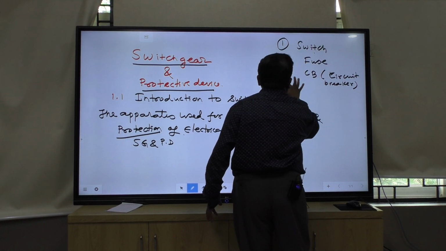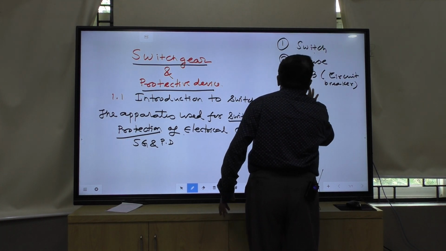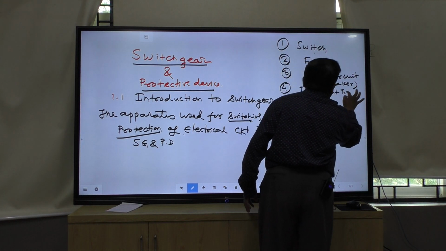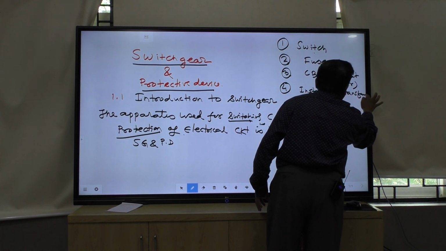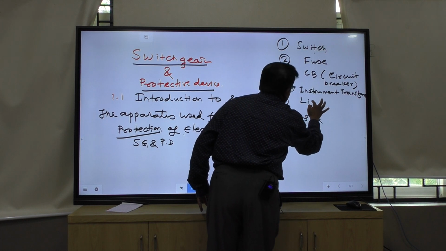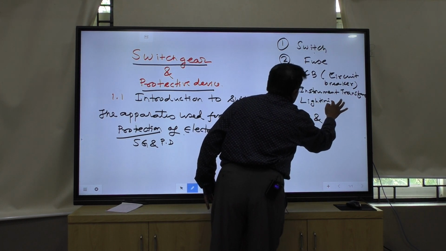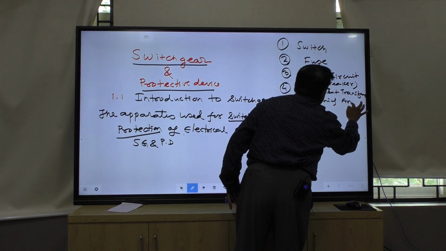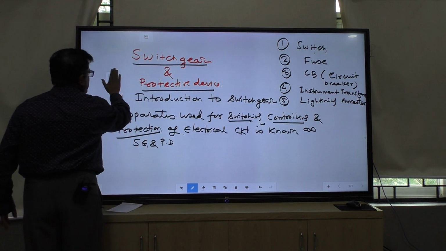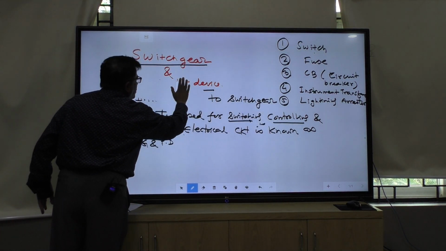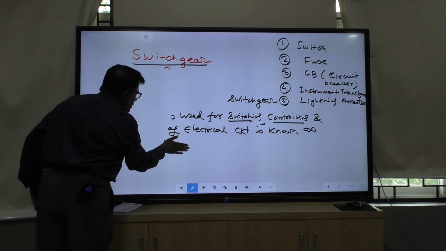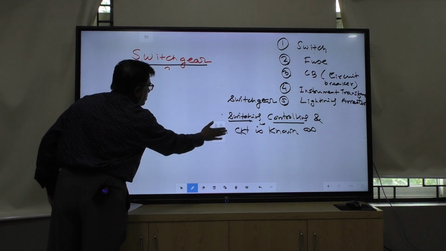Number 4, instrument transformer, lightning arrestor. So you see, the thing is now very clear. I am now discussing what are the apparatus used in switchgear and protective device.